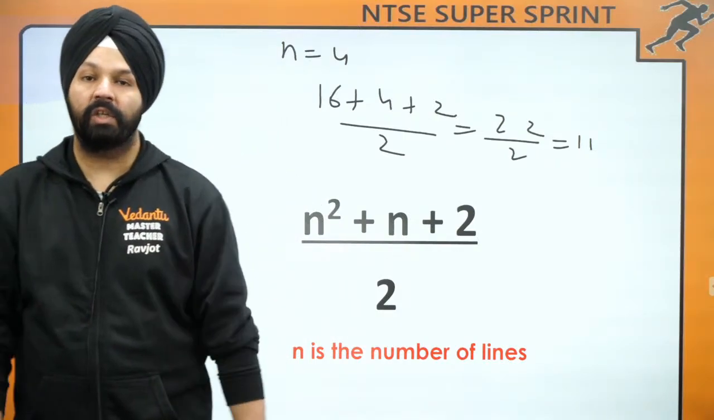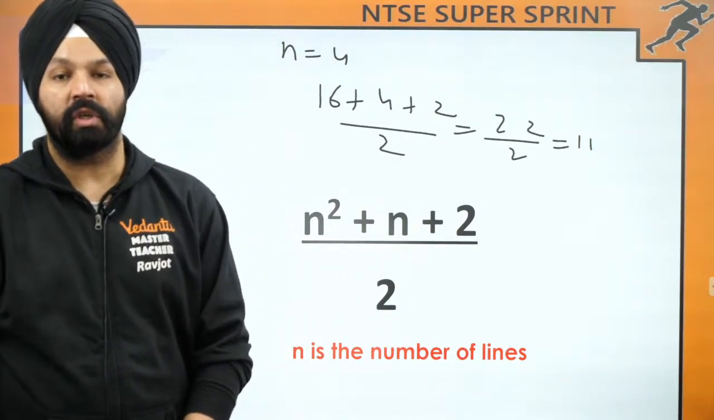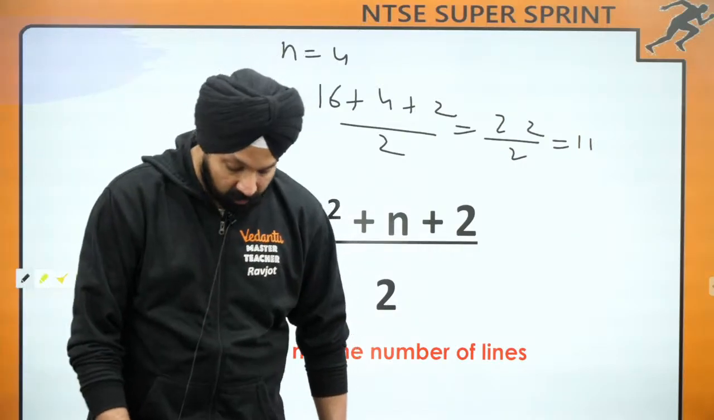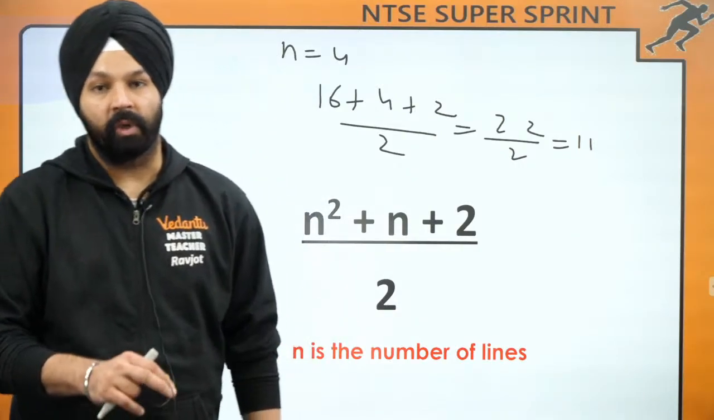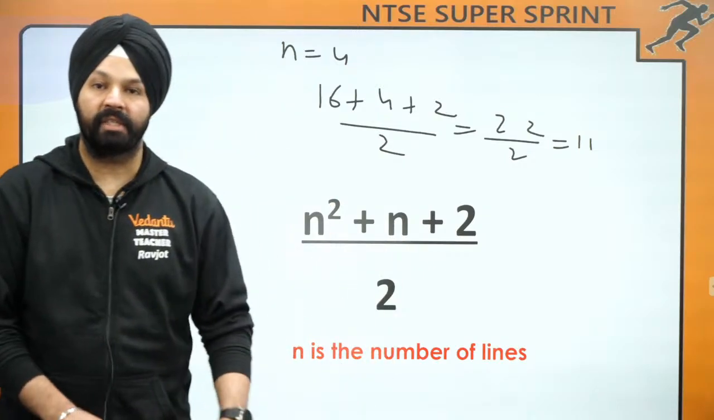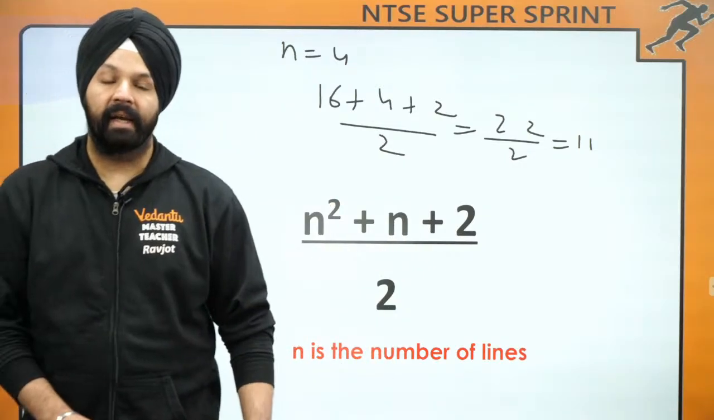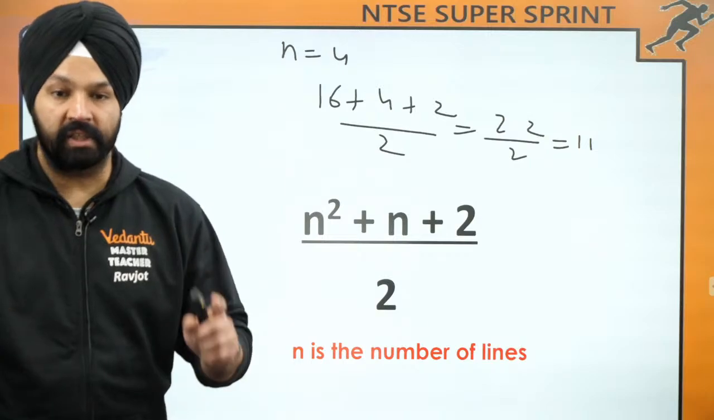So please remember this formula. I am not saying the same question would be coming, but a related question may come and you need to know the formula. I repeat once again, the formula is (n square plus n plus 2) whole divided by 2, where n is the number of lines. I hope it is clear to all.